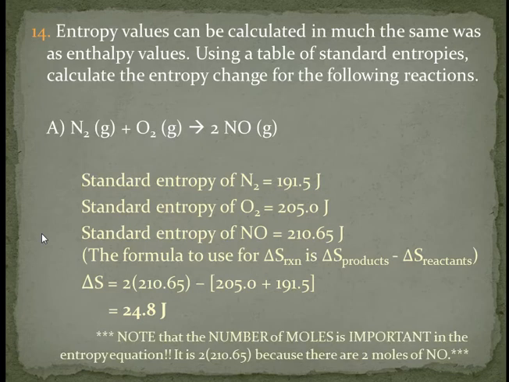Note that the number of moles is important in the entropy equation. It is 2 times 210.65 because there are 2 moles of NO. These two don't have any coefficients in the actual reaction itself, so they don't have any coefficients here. But this has a coefficient of 2, so this also has a coefficient of 2.